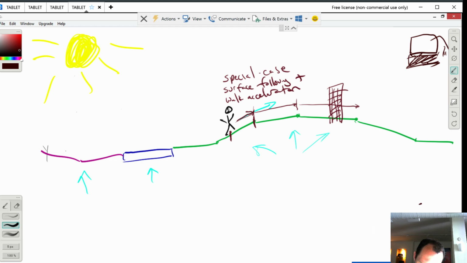Okay, so say this guy shot something out, and it starts with a linear velocity.